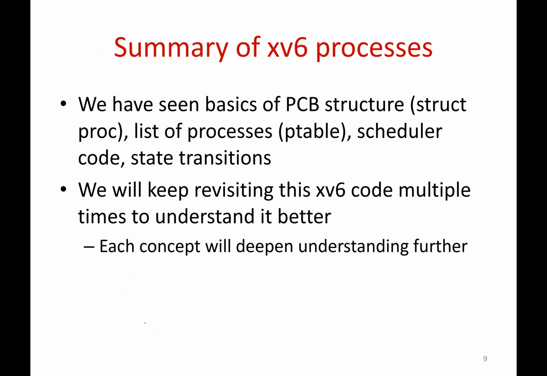So in this lecture, we've seen the basics of the PCB structure of x86, which is also called the struct proc. We have seen how x86 maintains all the list of processes in a fixed size array called the P table. And we've seen the scheduler code, where the scheduler loops over this P table, finds a process to run. And we've also seen some examples of state transitions of processes. A process that is running might decide to sleep and go back to the scheduler. A process might just decide it has run for enough time, make itself go back to the ready state again and give up the CPU. We've seen all of these examples.